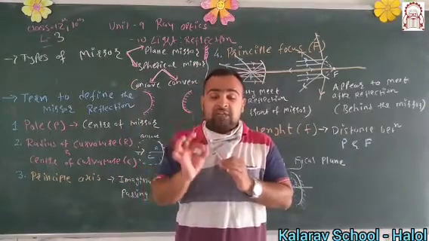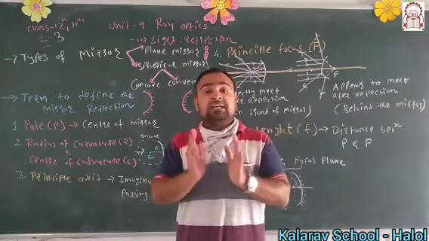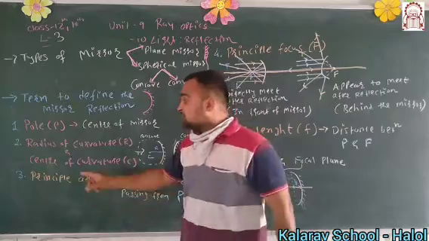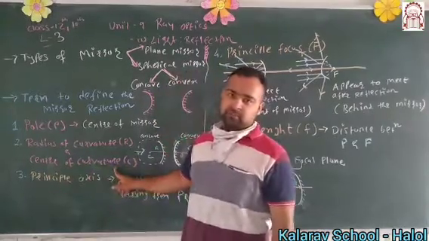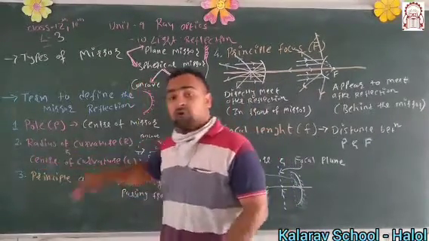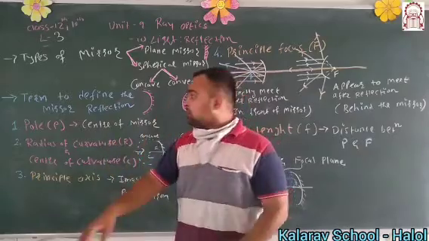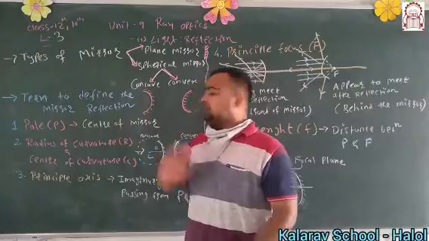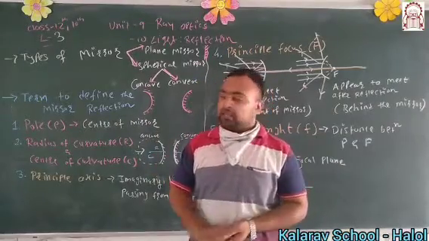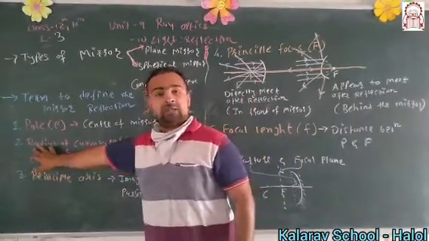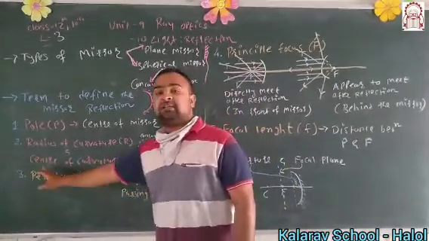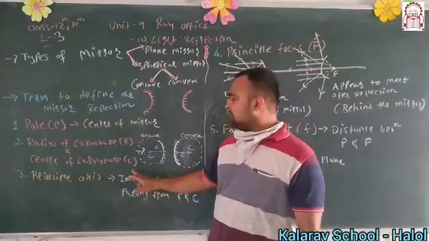The mirror is made from this sphere, and the center of that sphere is called the center of curvature. The radius of that sphere is called the radius of curvature. The radius of curvature is represented by the capital letter R, and the center of curvature is represented by the capital letter C.